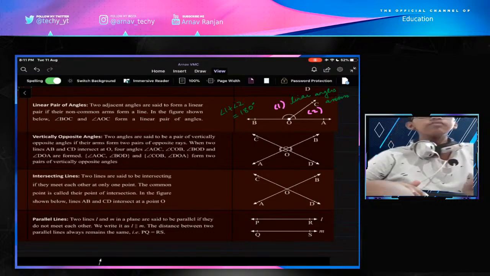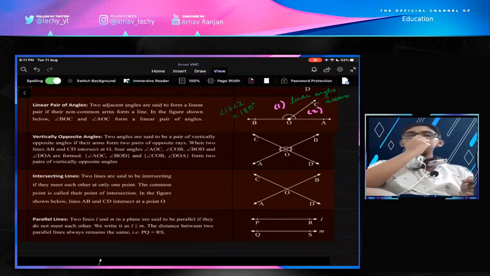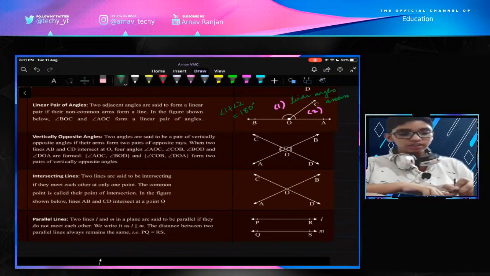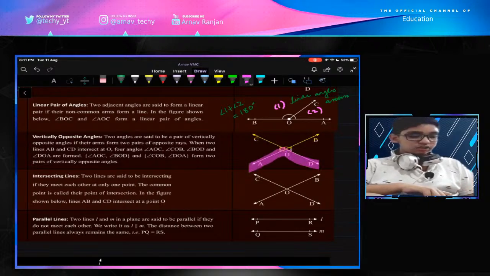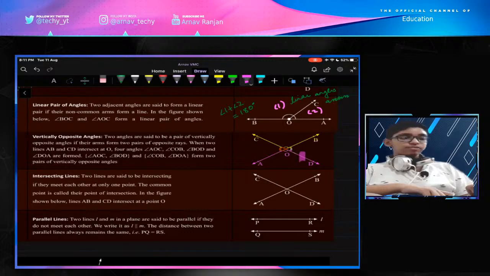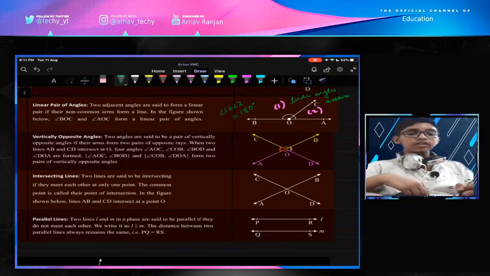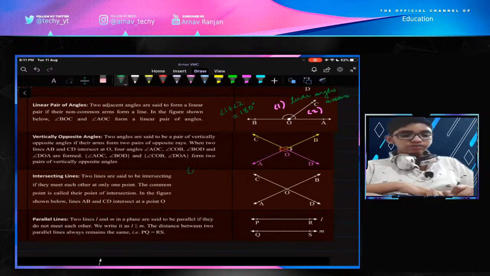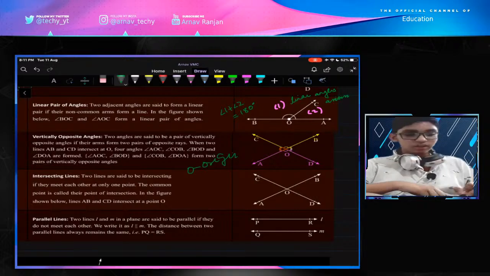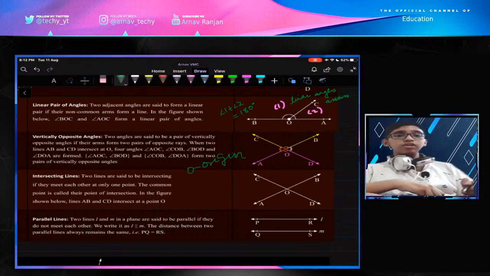Next we'll talk about the vertically opposite angles. The angles which are opposite of each other are called vertically opposite angles. So this angle and this angle, they are vertically opposite angles. And here also, please note one thing: O is called the origin. Please remember it. It's a very important topic.